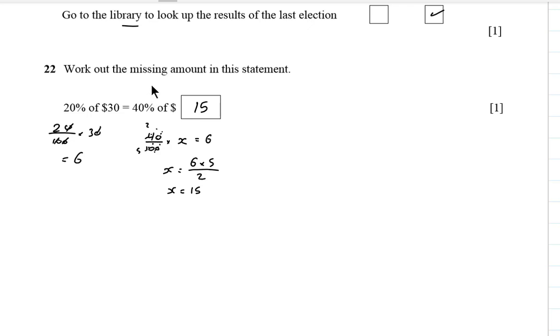Or in another method, we can think as following. Since the left hand side is 20% of $30, now we double the percentage. When we double the percentage, we must take half of the amount, which is $15.